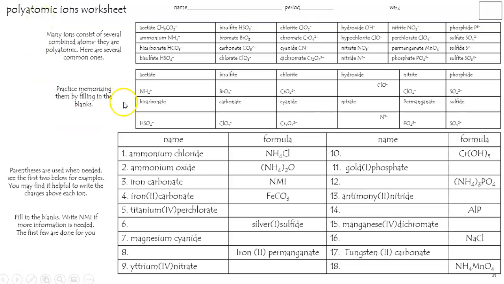Let's practice memorizing and writing some polyatomic ions and their compounds. Let's begin by practicing our memorization. Here it is if you need it, but try not to look up. What's an acetate? Well, it's done three different ways.